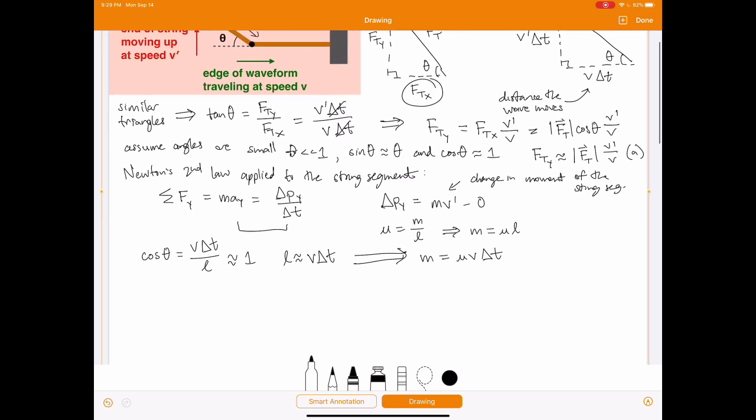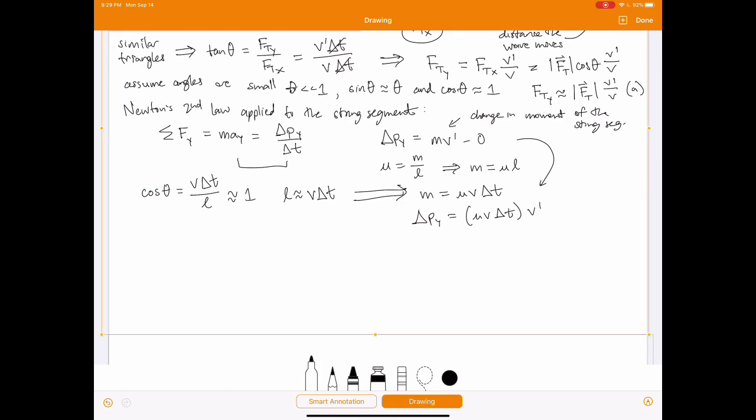And then finally, what we can say is the change in momentum, delta py, is that mass, which, here, let's just plug it in, is mu times v times delta t times v prime. Okay? So that's coming right from here, plugging in our result for the mass.